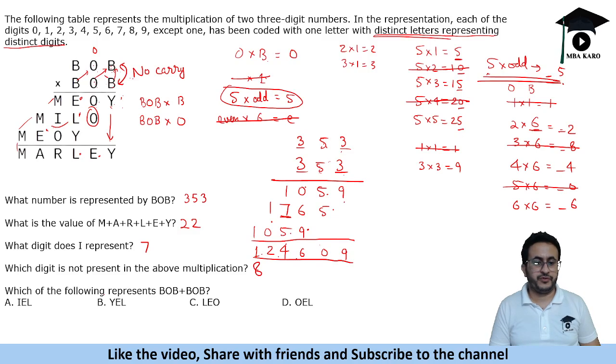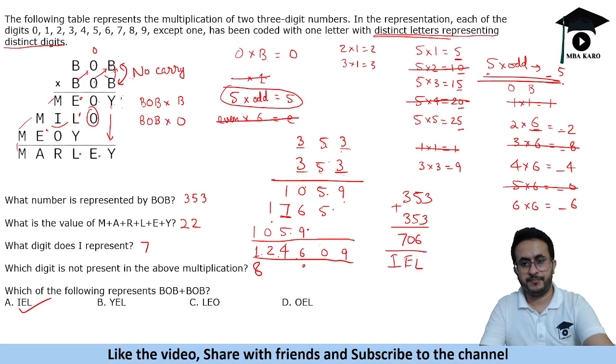And the last question, which of the following represents BOB plus BOB? BOB plus BOB is 353 plus 353, which is 706. So 6 is represented by, this is the third last digit, that is L. 0 is by E and 7 is by I. So I, E, L, that is the representation of BOB plus BOB. So this was the solution to this set.